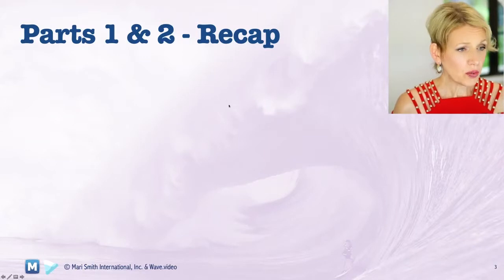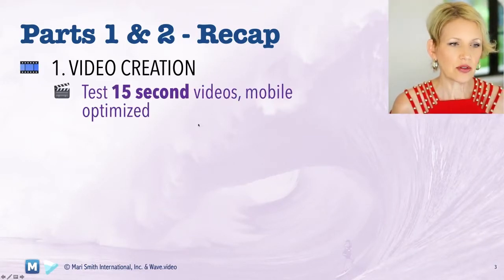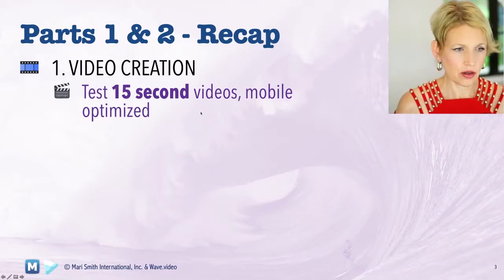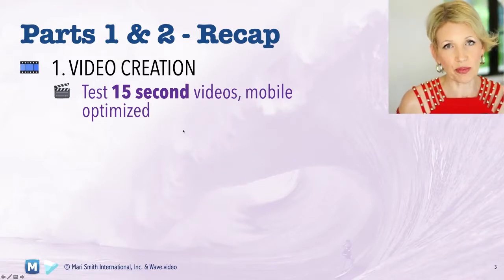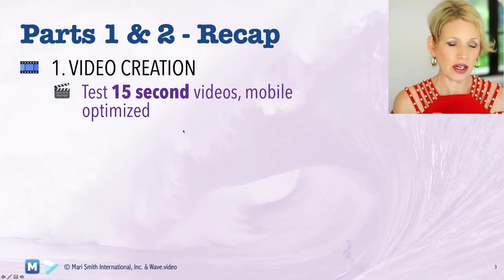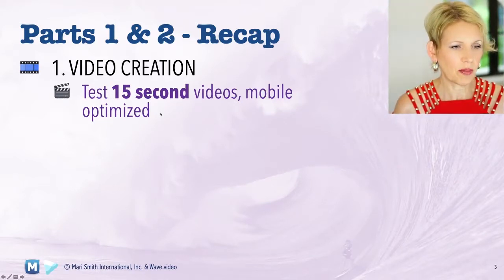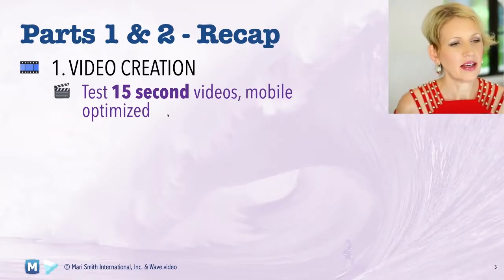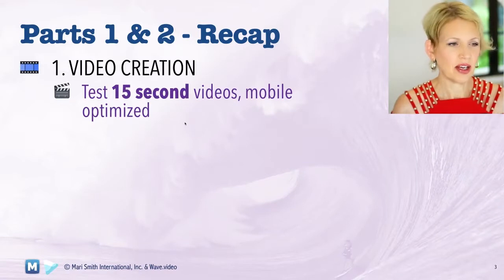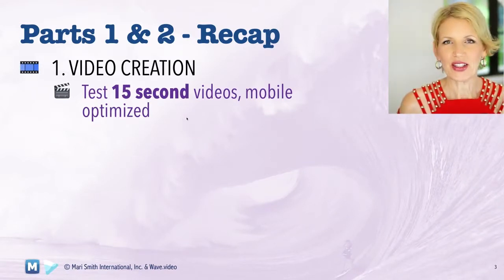So, a quick recap, because we talked about video creation in part one. I really recommend that you test 15-second videos because they're mobile optimized. Square videos are great on both Facebook and Instagram, and they are perfect for what Facebook calls ad breaks, which appear in the middle or the beginning of a video. You could do landscape, but you could test square, but also some vertical. Vertical is perfect for the story format. I have a whole separate training coming up as soon as possible regarding stories.